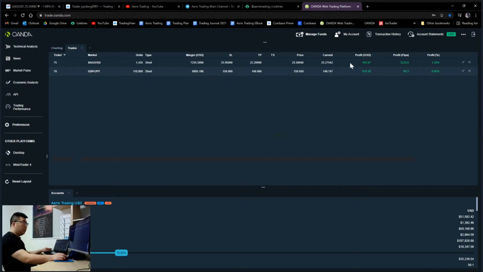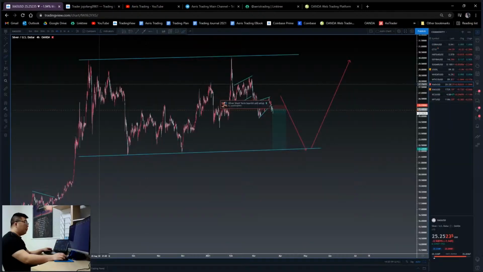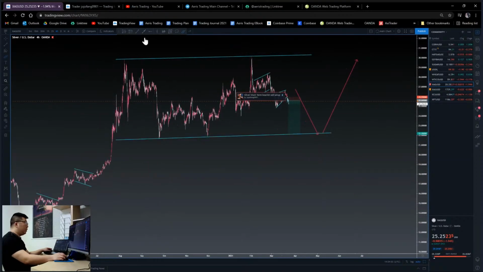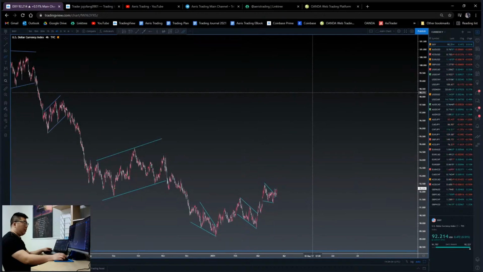So these are the two entries I'm in. I'm in silver, I'm in pound yen, just two entries for now, and we'll see how it develops moving forward. Okay, so that is silver. Those are the two trades I'm in, and let's get started with today's outlook, looking at the dollar pairs and yen pairs, and we'll go from there.